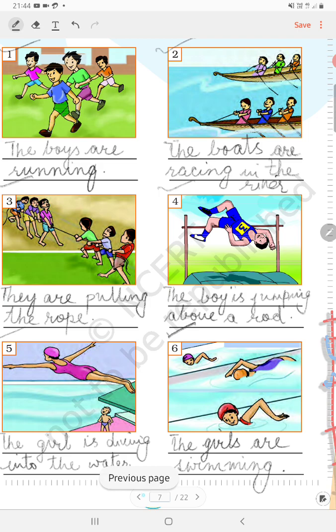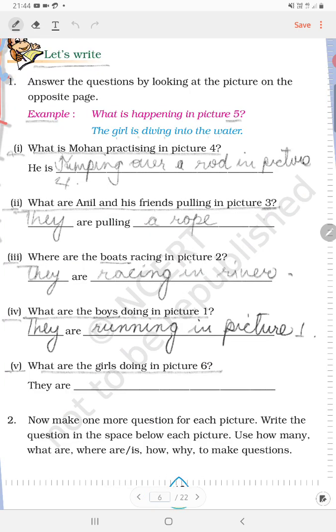We have to write down on this page also and the previous page also. What are the girls doing in the picture? They are swimming in picture number 6. Okay. Now we can write it on the other one and this page too.